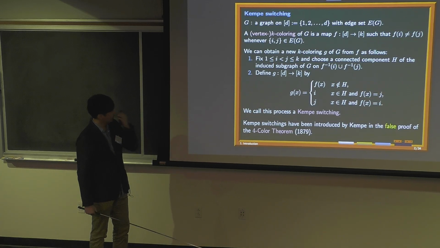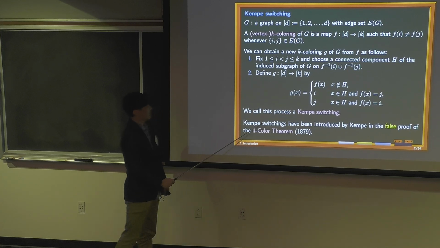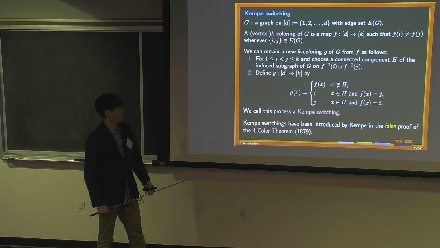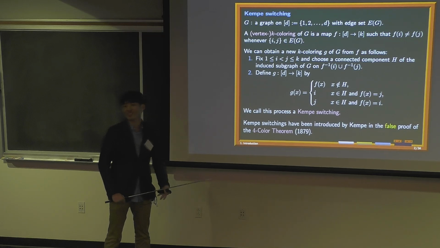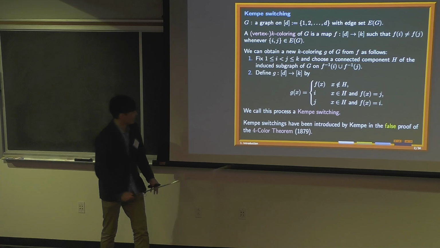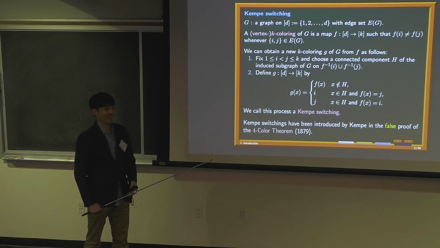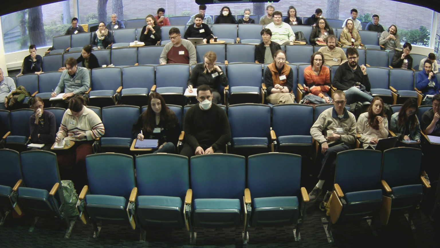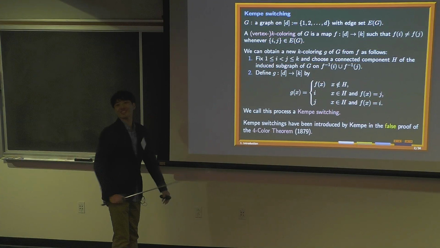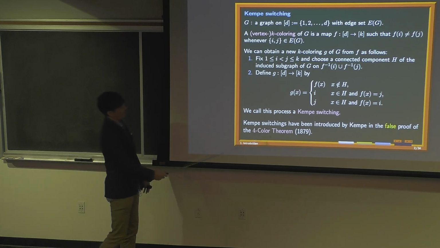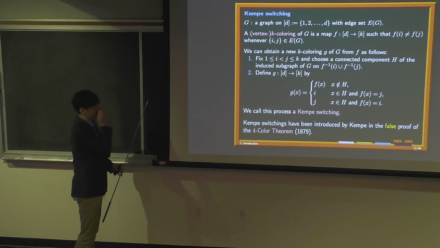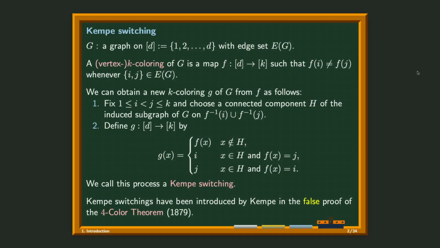I should also say that Kempe switching was introduced by Kempe in the false proof of the four color theorem in 1879. But it gives a true proof of the five color theorem. So by using this switching, we can prove the five color theorem. Unfortunately, his proof of the four color theorem is false, but this operation is a very powerful tool in graph coloring theory. Recently, the study of Kempe switching is one of the main topics in graph coloring theory.